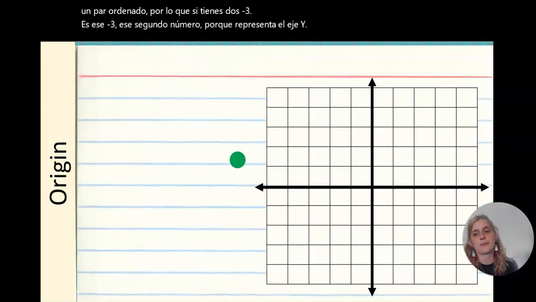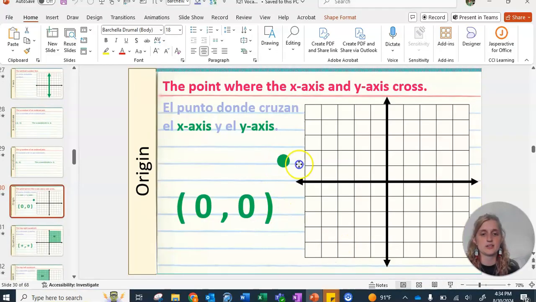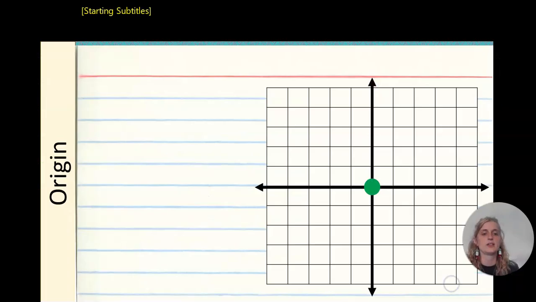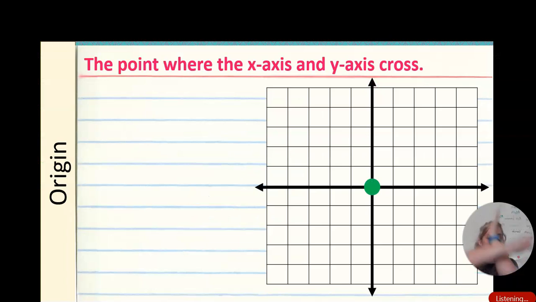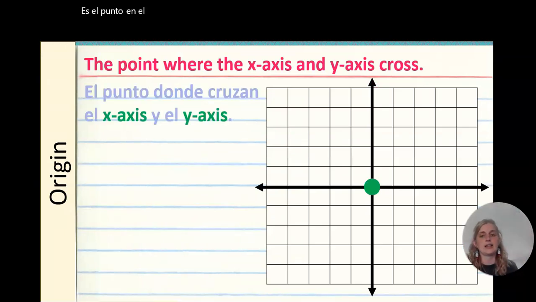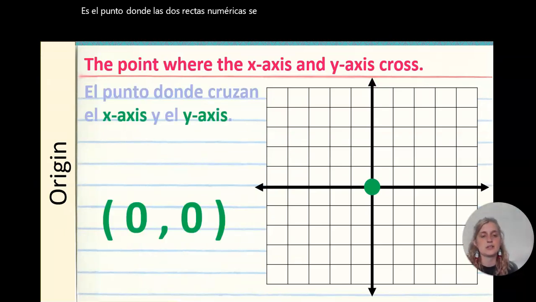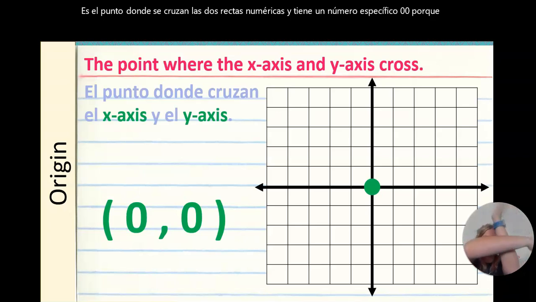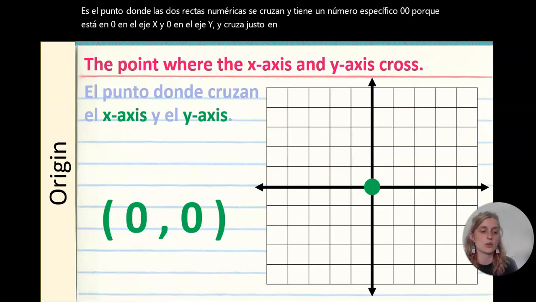Next slide. The origin. Oops, I moved the dot when I was doing something else. The origin is not off to the side. It's right in the center. It's the point where the 2 number lines cross, and it has a specific number, 0, 0, because it's at 0 on the x-axis and 0 on the y-axis, and it crosses right at that point. The origin is where you always start when you're graphing.